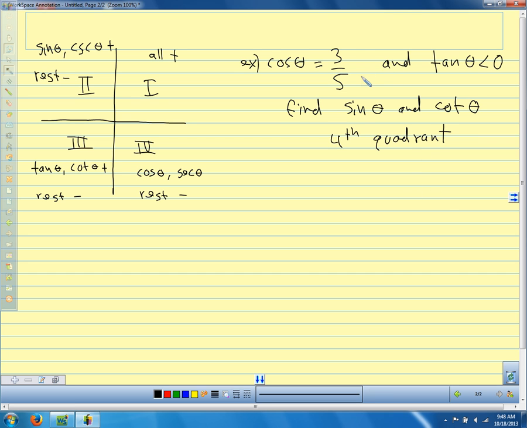So what I suggest, it can be helpful, let's draw a little angle. We're down here in the fourth quadrant. Here's my angle, and the sides of the triangle. So I'm going to draw a little triangle there. Cosine is which side over which side? X over R. So this side is going to be 3, and this side is going to be 5. So what does this turn out to be? It's a 3, 4, 5 triangle.